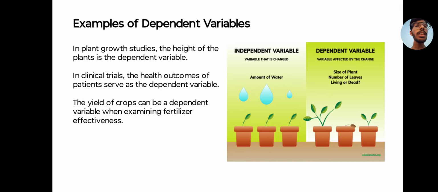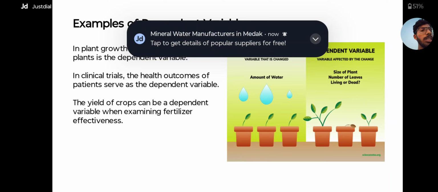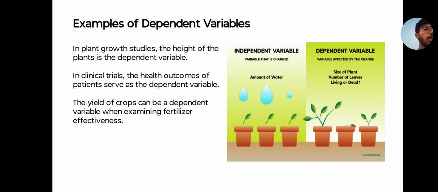Next, explanation of the dependent variables. In plant growth studies, the height of the plants is the dependent variable. In the clinical trial, the health outcomes of patients are the dependent variable. The yield of the crop can be a dependent variable when testing fertilizer effects. The independent variable could be the changed amount of water. Next, dependent variables are the changing size of the plant, number of leaves, living or dead.